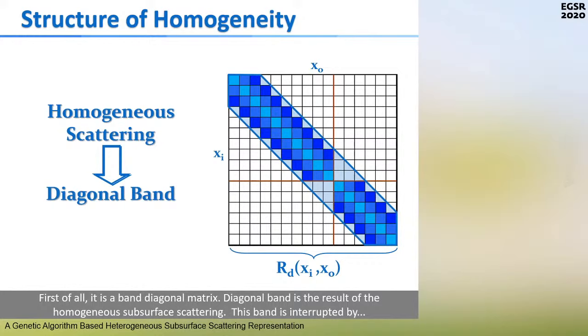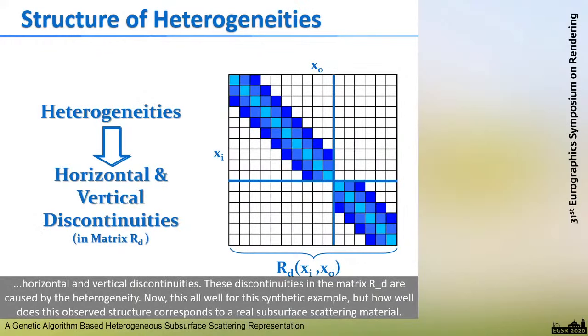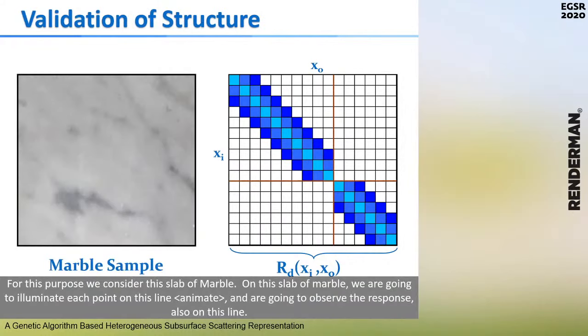A few important observations can be made regarding the structure of this matrix. First of all, it's a band diagonal matrix. The diagonal band is the result of the homogeneous subsurface scattering. This band is interrupted by horizontal and vertical discontinuities. These discontinuities in the matrix RD are caused by the heterogeneity. Now, this is all well for this synthetic example, but how well does this observed structure correspond to a real subsurface scattering material? For this purpose, we consider this slab of marble. On this slab of marble, we are going to illuminate each point on this line, and we are going to observe the responses also on this line.